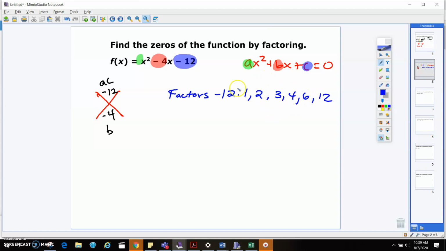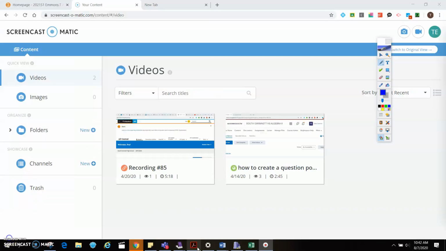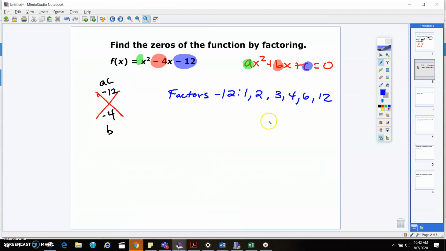All right. Now what we're going to do is take these numbers and try to add them together to create -4. Okay, is there any possible way that I can take 1 and 12 and make it -4? No, so those are not going to be my factors. Is there any possible way to take 3 and 4 and add them together and make -4? No, so those are not going to be my factors. Is there a way to take 2 and 6? Well, yeah, if I make the 6 negative. So 2 and -6 will make that happen.